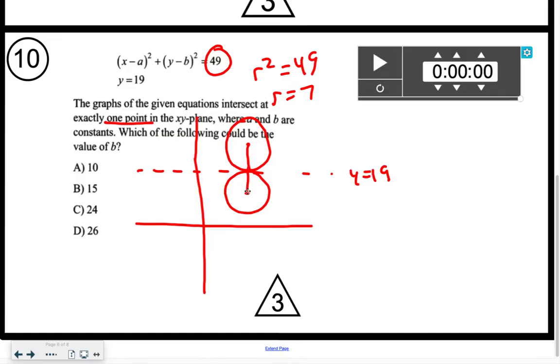Well, 7 this way is 12, which is 7 less than 19. So that would mean the center will be 12. And 7 more than 19 would be 26. Well, of those answers, D is there.